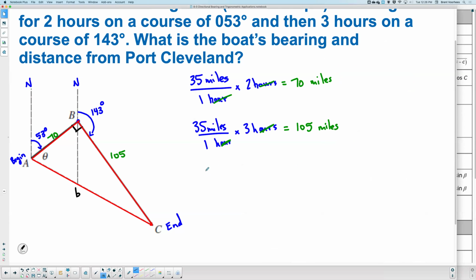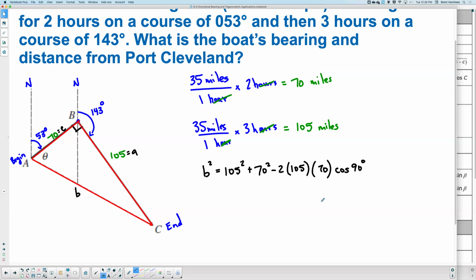That's right. So the formula says it's b squared, which we don't know, equals a squared, which we're gonna call 105, and 70 is gonna be c. So it'll be 105 squared plus 70 squared minus 2 times a, which was 105, times c, which was 70, times the cosine of 90.